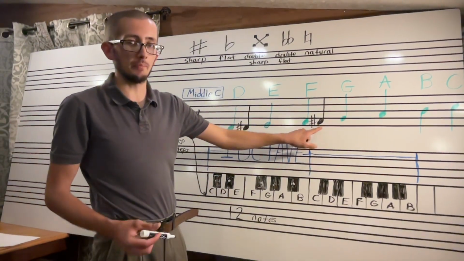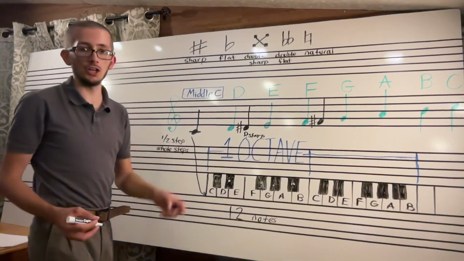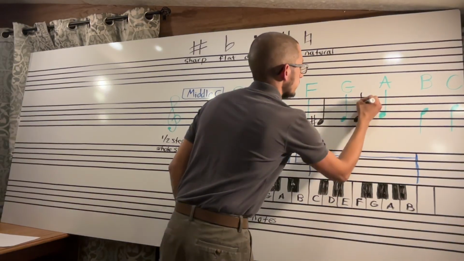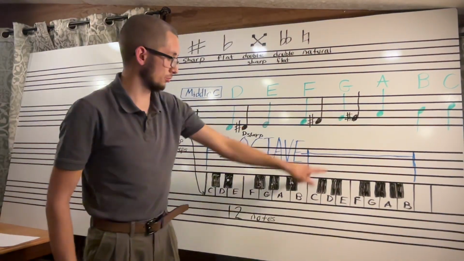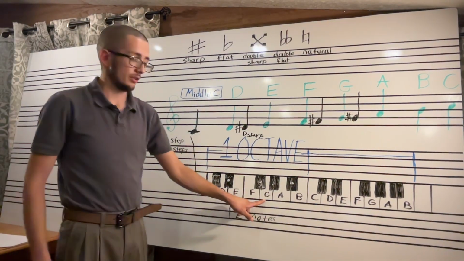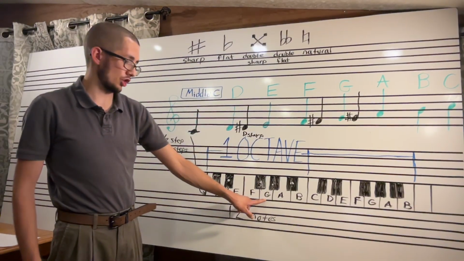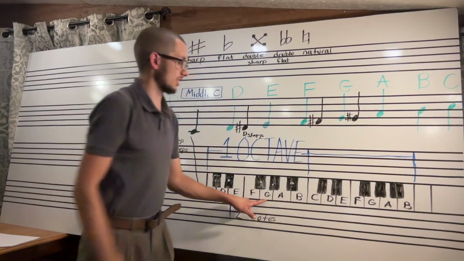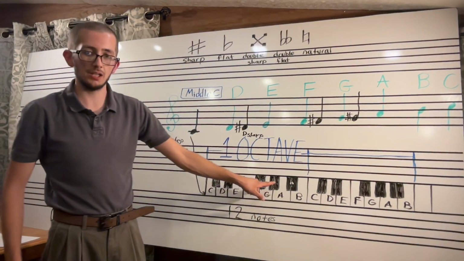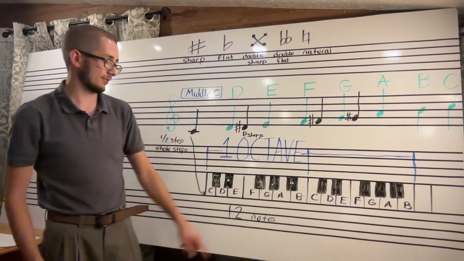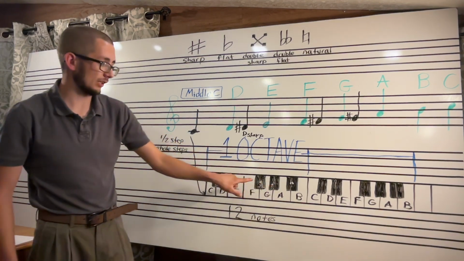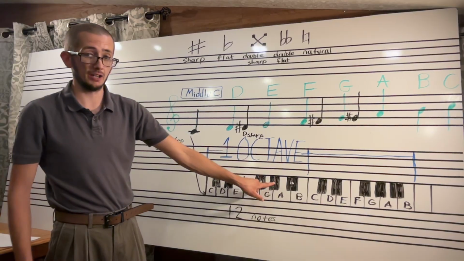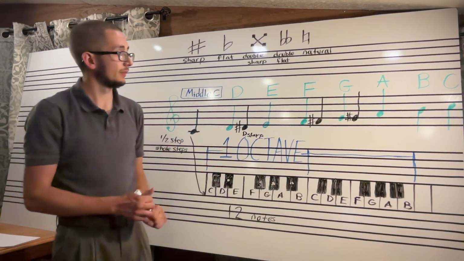So F sharp. Let's draw another sharp. Let's draw a G sharp right here. Let's go down to G on the piano. This note right here is a G. What happens if we raise G up a half step? We get this note right here, G sharp. It's this middle black key in this group of 3 black keys. So this middle black key right here is a G sharp.